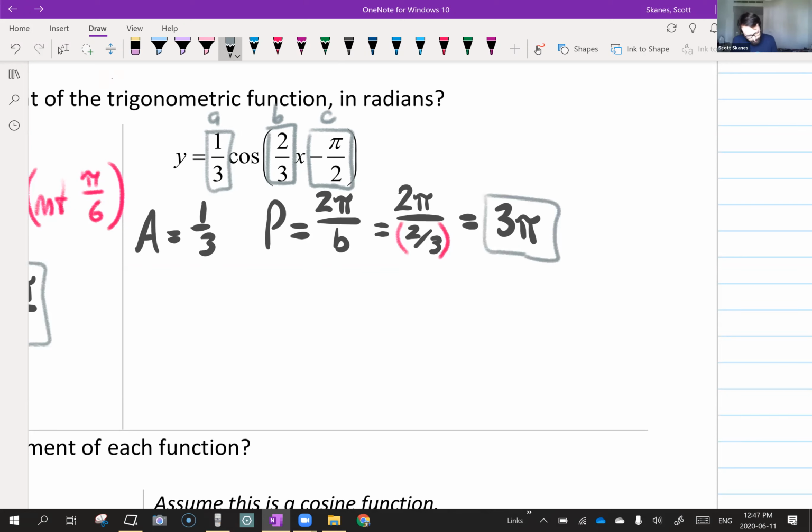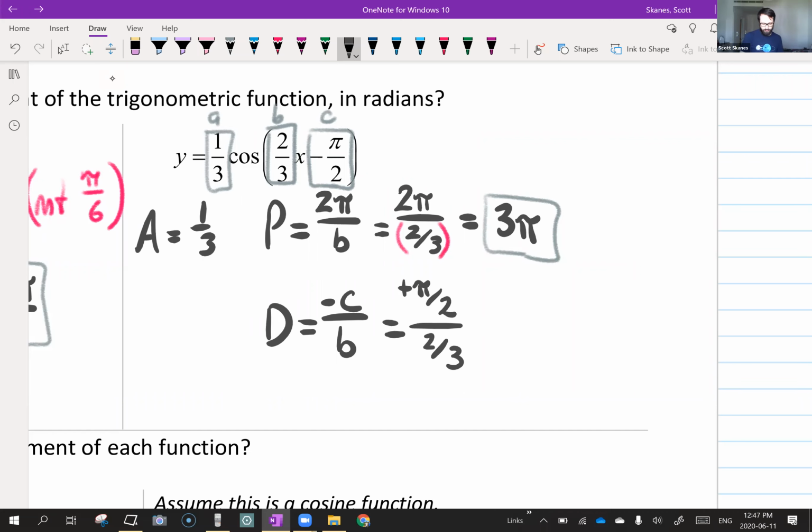Excellent. What about displacement, D? Once again, it's negative C over B. Let's go back to the original equation here. We have C and B. That's negative pi over 2. So it's positive pi over 2 divided by 2 over 3. And once again, think of it like brackets on top and bottom.